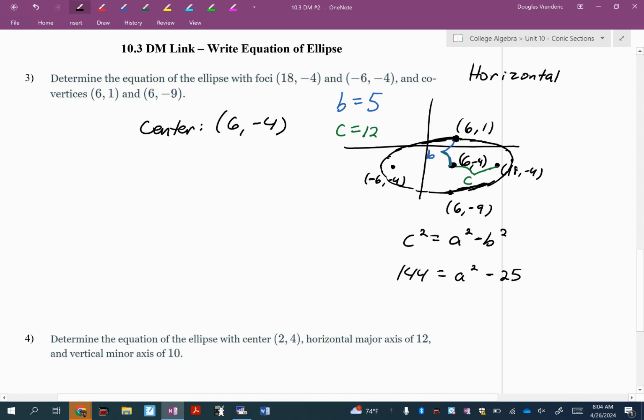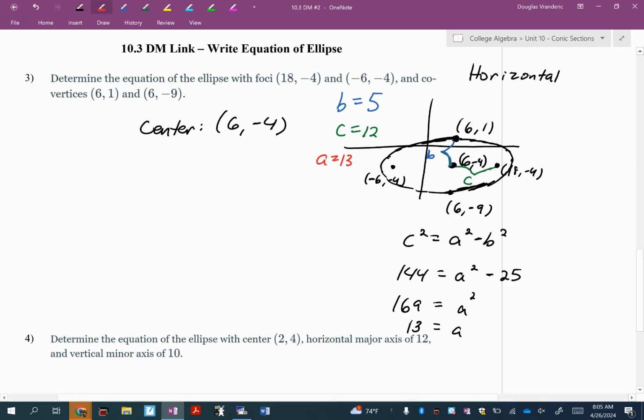Remember, please, please, please let me know if you're confused by any numbers that I write. I just squared them in my head, right? I know what 12 squared is and what 5 squared is. Okay, so add 25. What's 144 plus 25? 169. Do you guys know the square root of 169? Nice, Mandy knows it. It's 13. Okay, so A is 13.